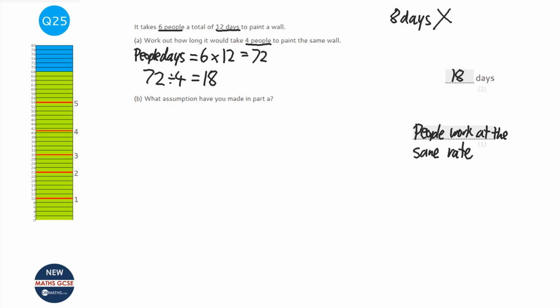Or it could be that it rained when the 6 people tried to do it, and it didn't rain when the 4 people tried to do it. Don't get too creative with your explanations. They're looking for just some understanding that this is what we call in maths a model for working stuff out, and it doesn't always work. Because whenever you're working with people, people are different. We're all different. We've each got our individual differences. So anything that says that the people might not work at the same rate, absolutely fine, we'll get you the mark.